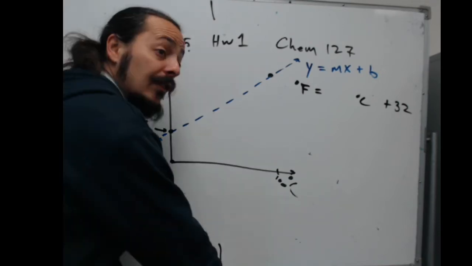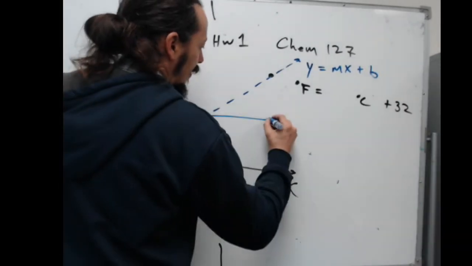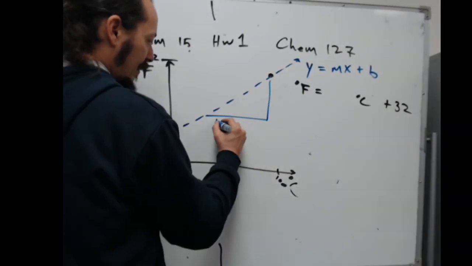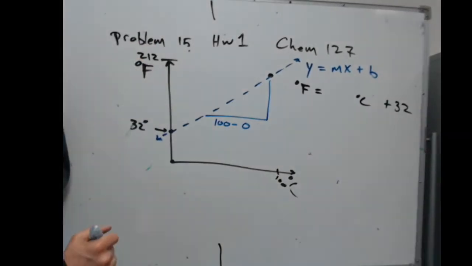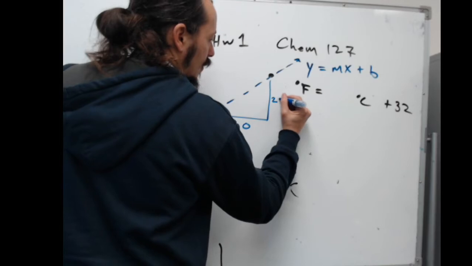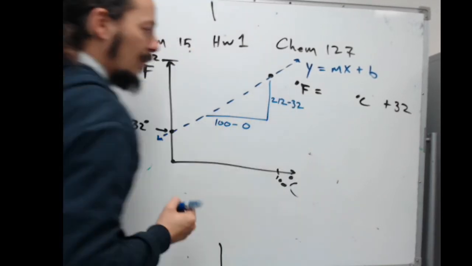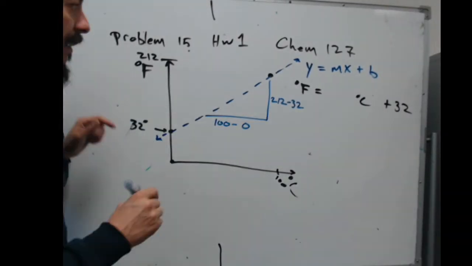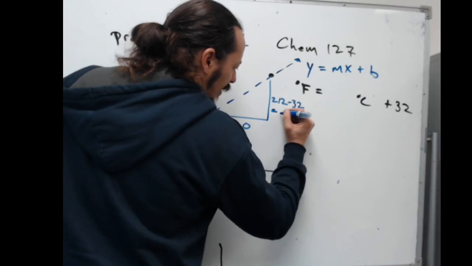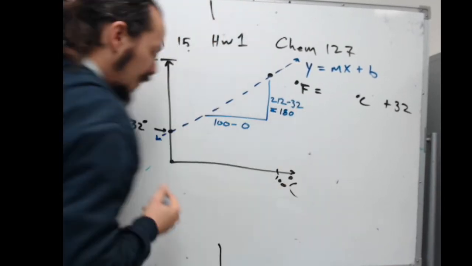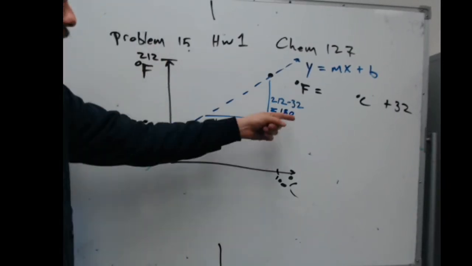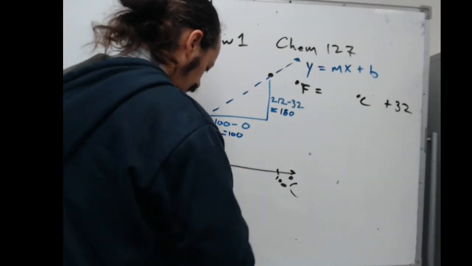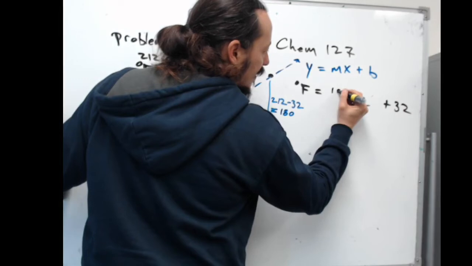And then we can also figure out the slope of this line, just doing rise over run. Taking the entire length of the line, we're going to have 100 minus 0 for the run, and 212 minus 32 for the rise. What number is this? 180. So we can plug in this slope of 180 over 100 right here.